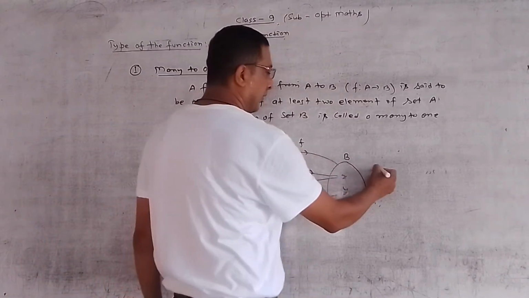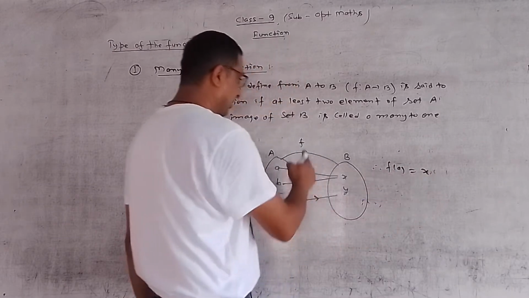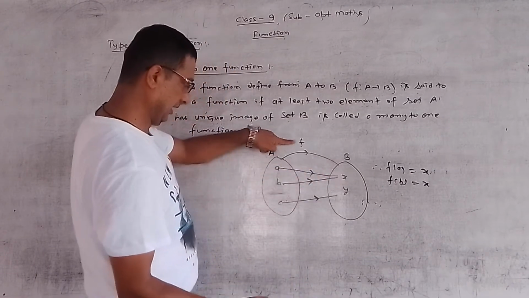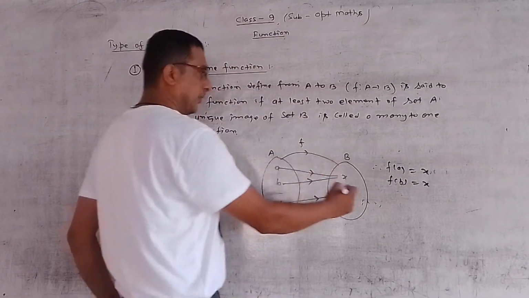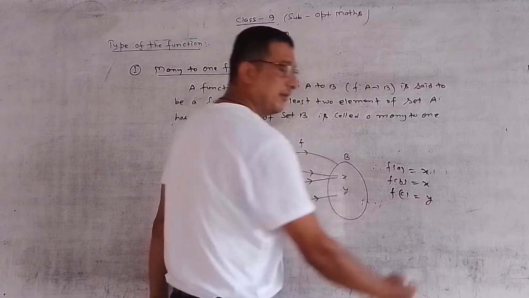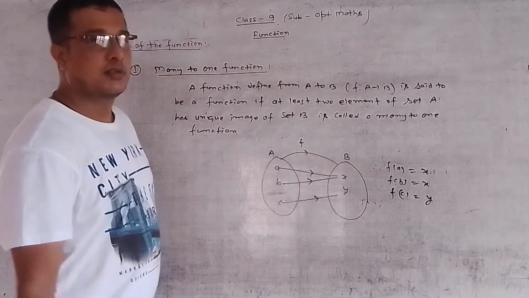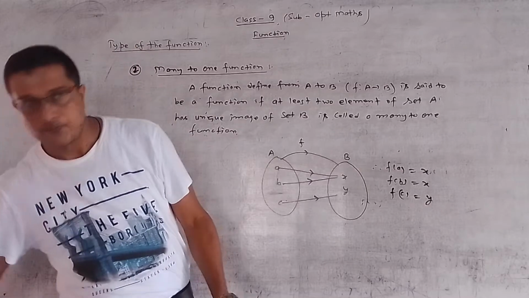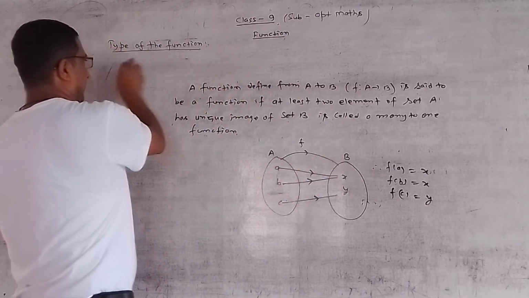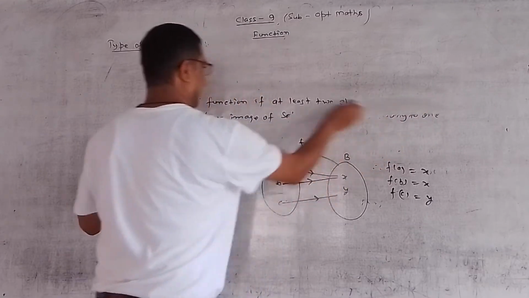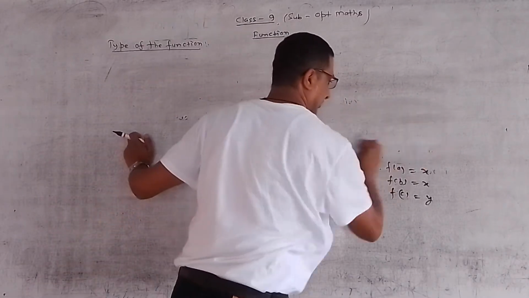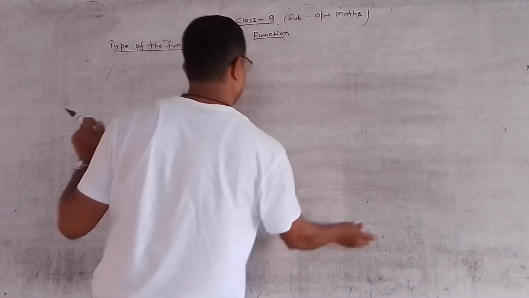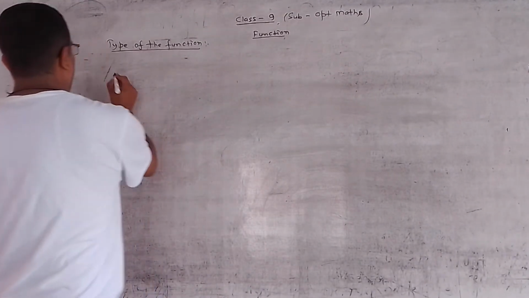So f(A) is equal to X, f(B) is equal to X, and f(C) is equal to Y. This is the second type, the many-to-one function. Now come to the third type.